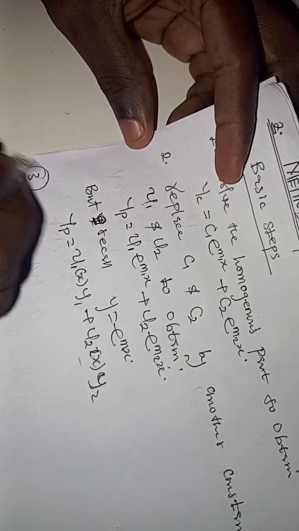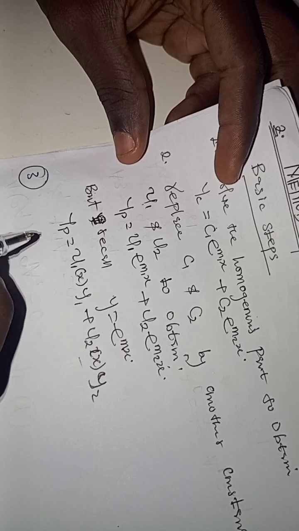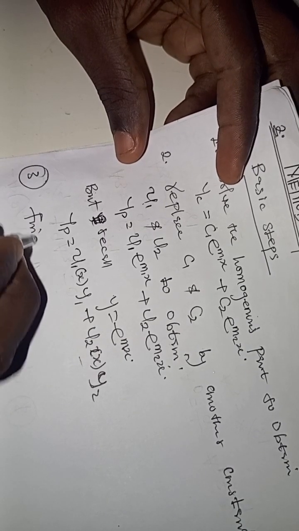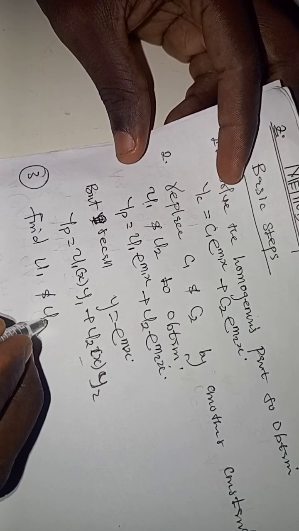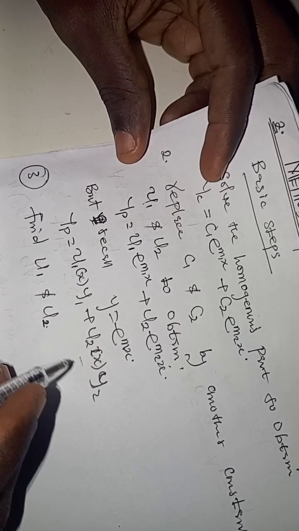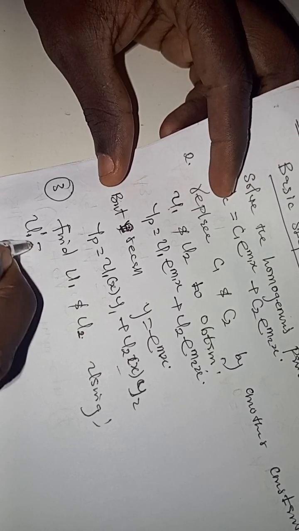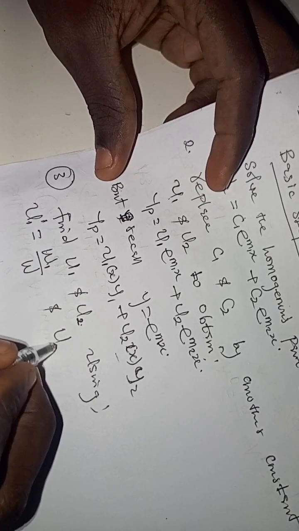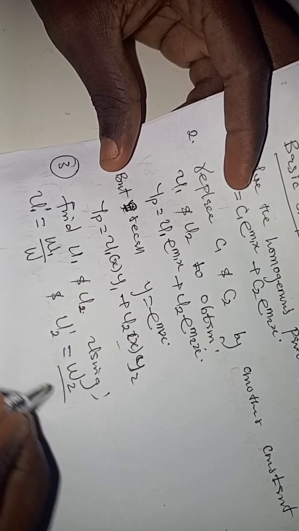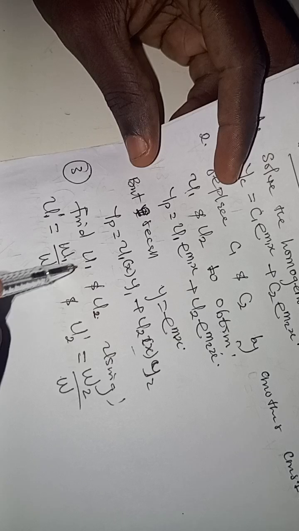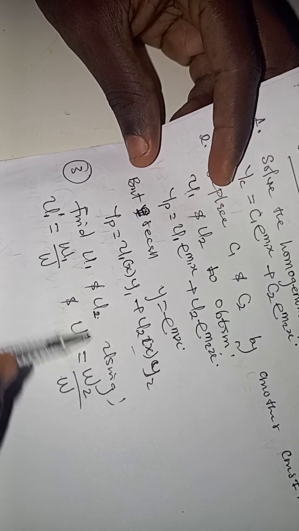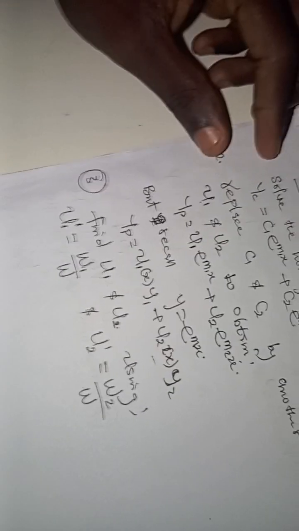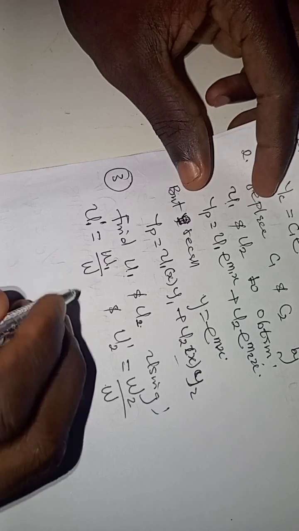Then the next step, step 3, you're going to find the value of u1 and u2, using u1 prime equal to w1 over w and u2 prime equal to w2 over w. In order for us to find this, we have to look for the Wronskians first.